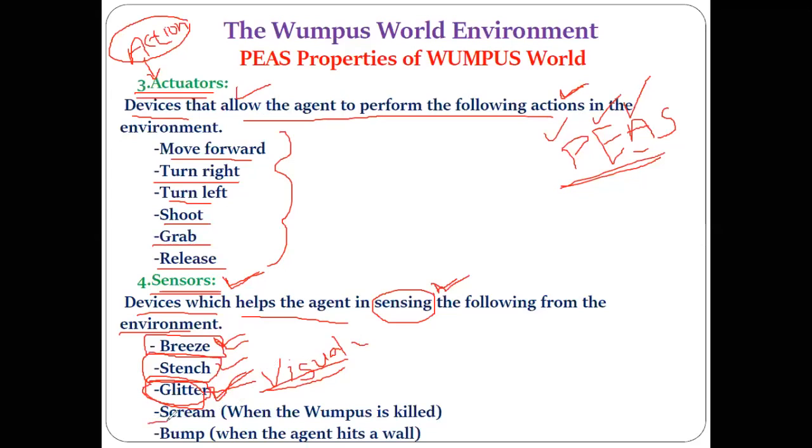Then he needs some kind of sensor to hear something. Just like we have our ears for the purpose of what? To hear something. Yes or no? Now, for this artificial agent, there is a need for this kind of sensor using which the agent can hear something.